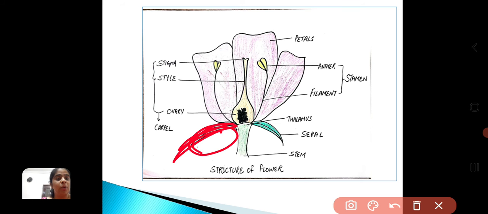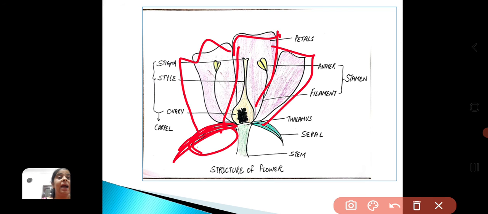Now we will talk about the petals. These colorful leaves are called petals. They are very bright in color, and the color of the petals varies with the variety of flower, and these petals attract the pollinators. Now what are the pollinators? Pollinators are the organisms which help in pollination. So these colorful leaves attract the pollinators for pollination. Sepals and petals are the non-reproductive parts of the flower, also called calyx and corolla.